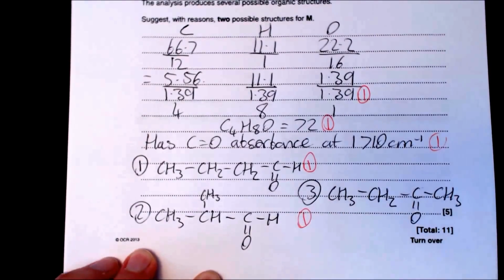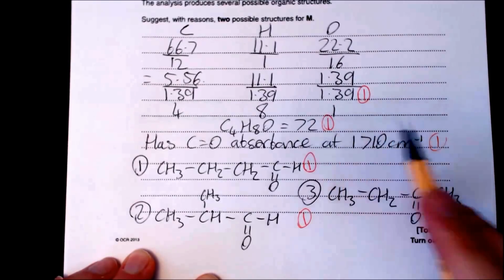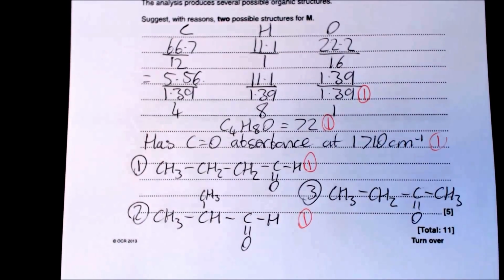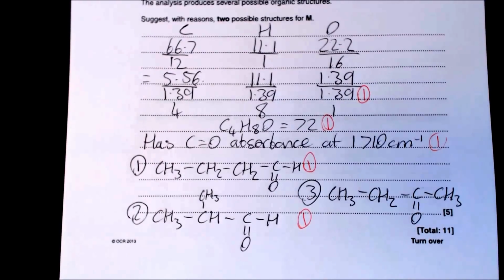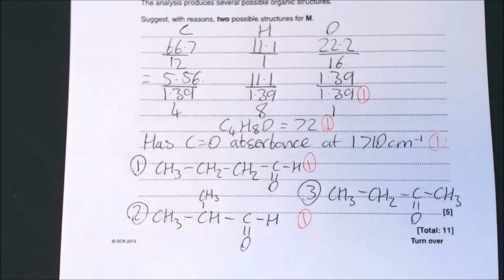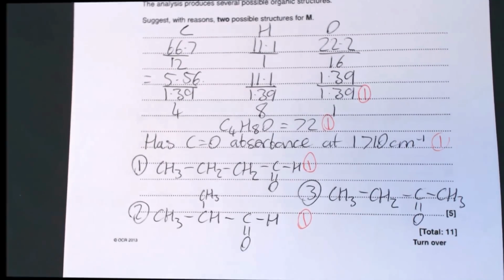You only need 2 of them. You don't need 3. So you get 1, 2, 3, 4, 5 marks in total, and that's the end of that question. So mass spectrometry. Make sure you're able to do empirical formulas, and make sure you'll be able to read your spectra correctly in order to work out relative atomic mass. That's it. On to the next question.